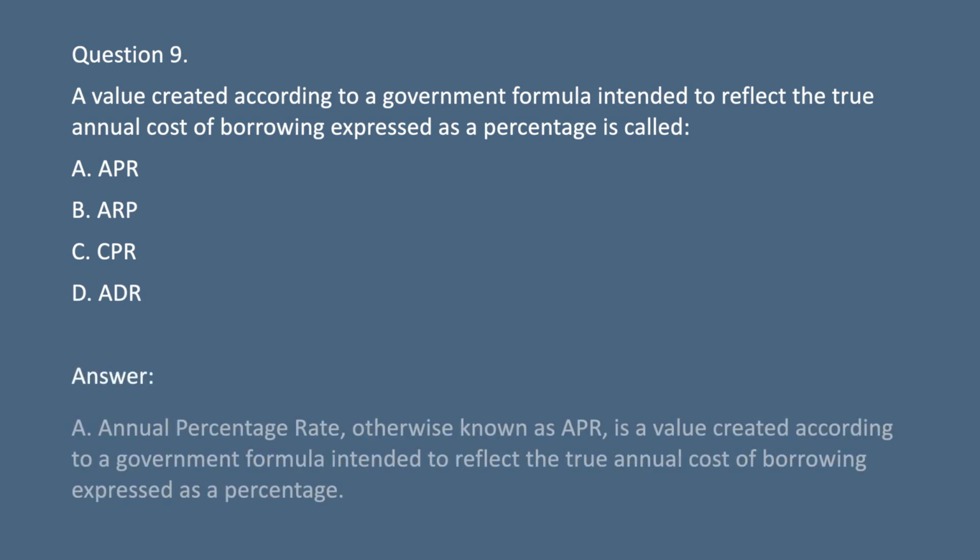Answer. A. Annual percentage rate, otherwise known as APR, is a value created according to a government formula intended to reflect the true annual cost of borrowing expressed as a percentage.